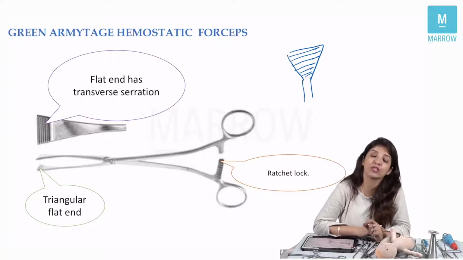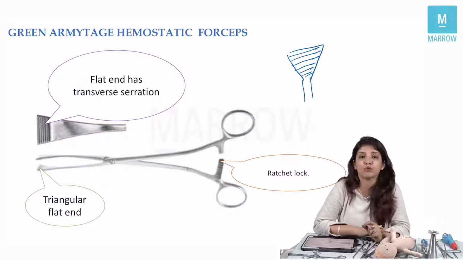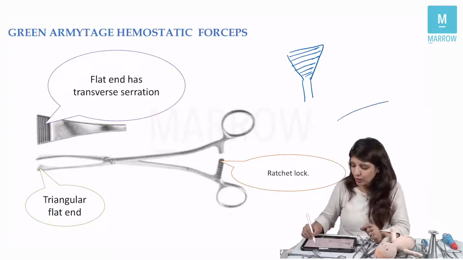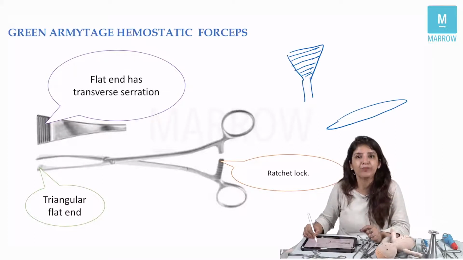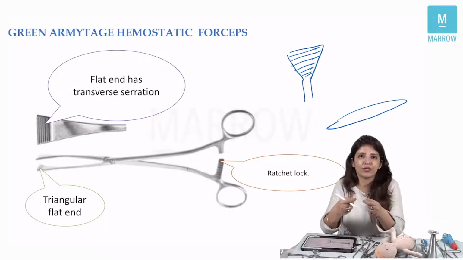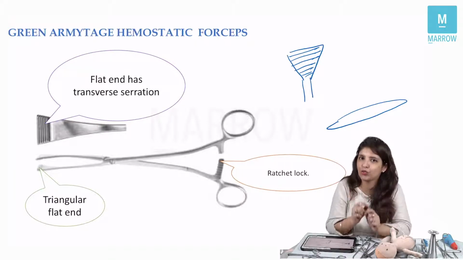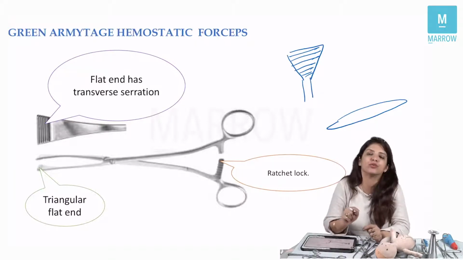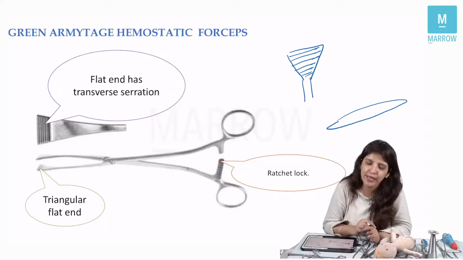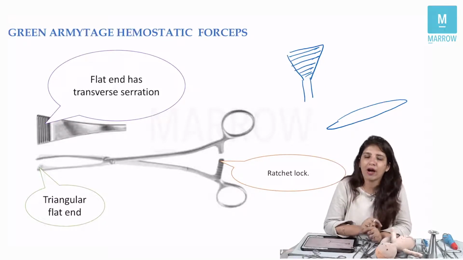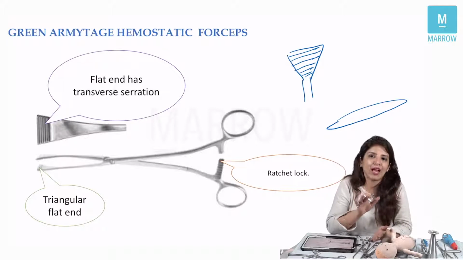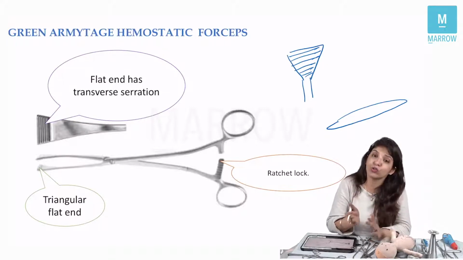Although you could have used an Alice forceps also, where you have given the uterine incision and you want to stitch it, you could have held the uterine incision with the help of Alice forceps also, but better is a Green Armytage, right? The advantage of Green Armytage is it has a very flat, broad end, but that is also the disadvantage.